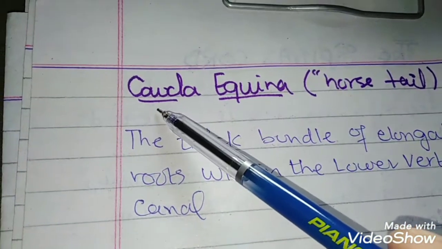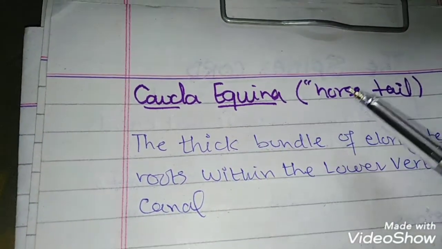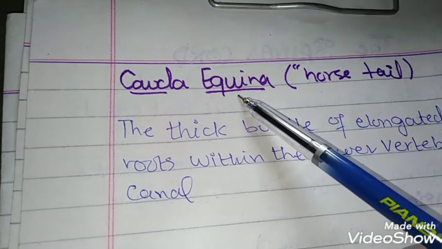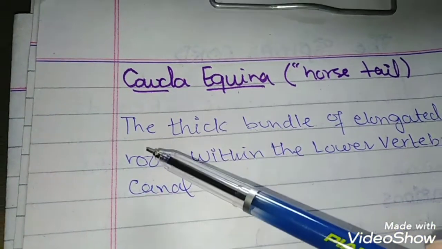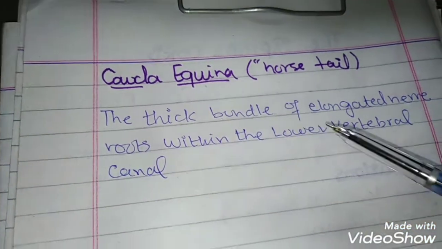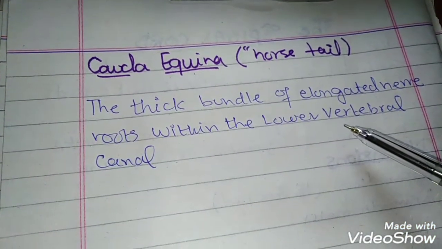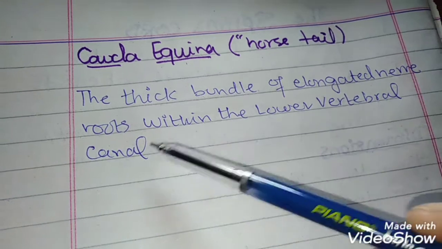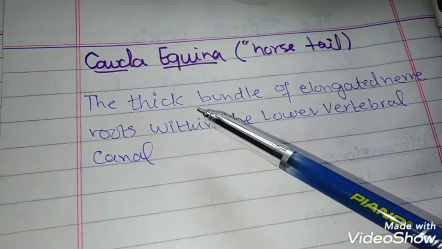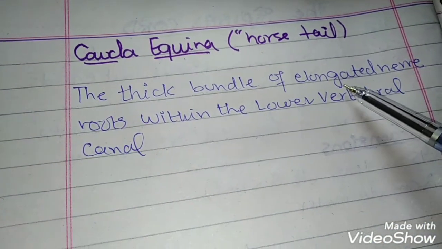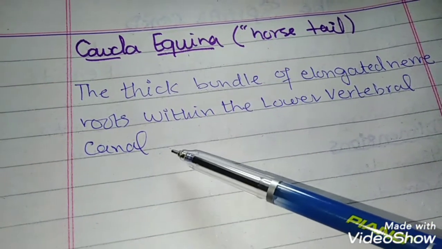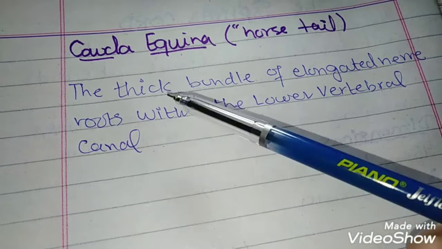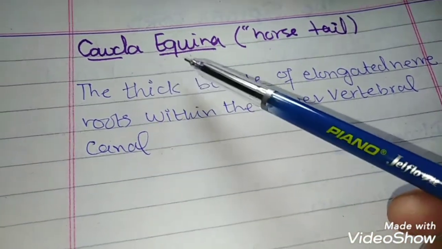Now we discuss a term, cauda equina, which means horse tail. This term is related to nerves. The nerves present at the lower end of the vertebral canal are long and elongated nerve roots, and due to their appearance like a horsetail, they are termed cauda equina.